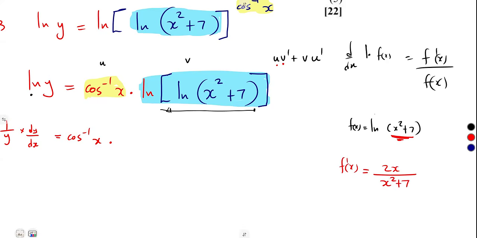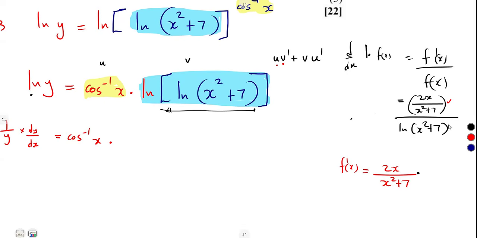Take note, on this one, this f of x is as it is. So the derivative here is 2x over x squared plus 7. This is our f prime over our f of x, which is the ln of x squared plus 7. So this is what you're going to have.